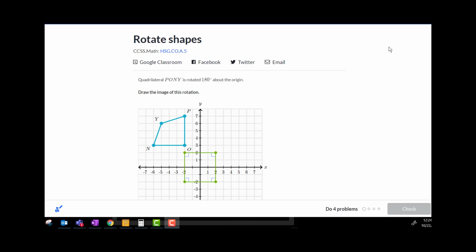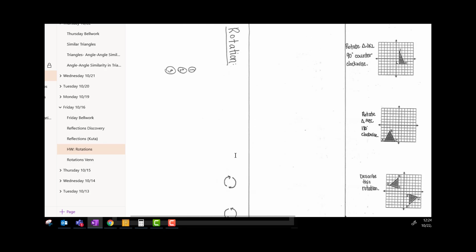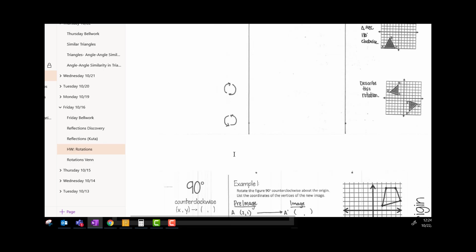Alrighty, good afternoon. I'm going to help you guys with the rotating shapes assignment on Khan Academy. And there is something that I need to add to your notes on your rotations foldable. So those of you who are distance learners, look on Friday from October 16th. Your homework was to complete this rotations foldable.